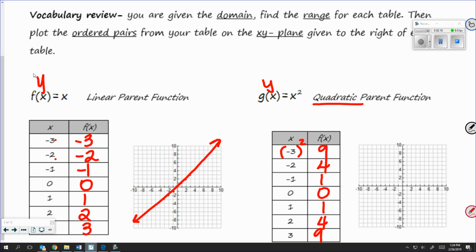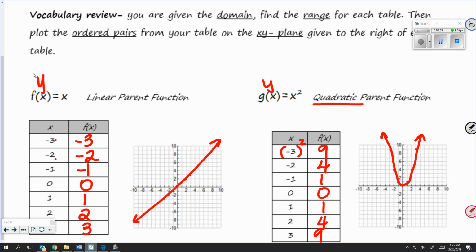So then we would go and plot. On the x-axis, which is here, we would go to negative 3, and we would go up to 9. We'd go to negative 2, we'd go up to 4. Negative 1, we'd go up to 1. 0, we would go to 0. 1, we would go to 1. 2, we would go to 4. 3, we would go to 9. And we can see the U that it makes. So we're going to get a parabola for a quadratic function. It's going to look like a U, either an upside down U or just a normal U.